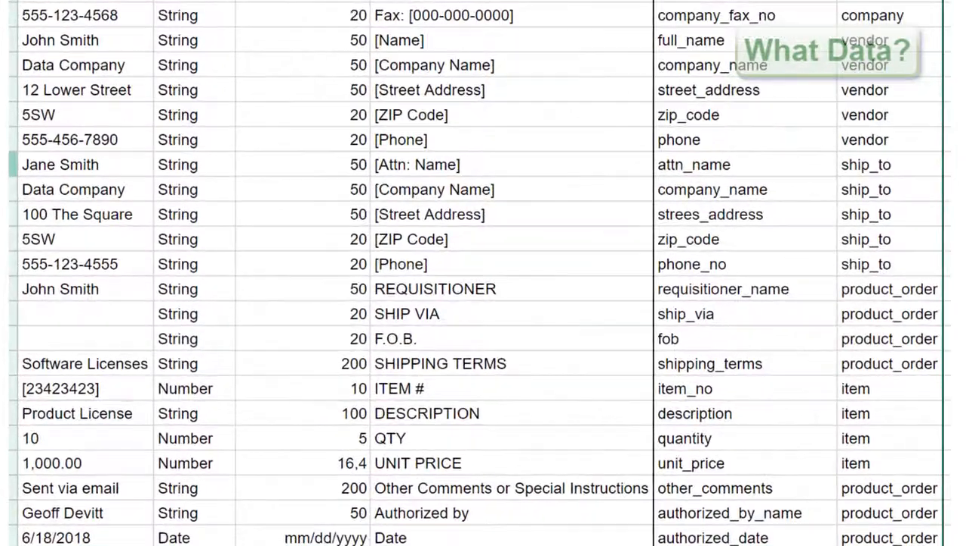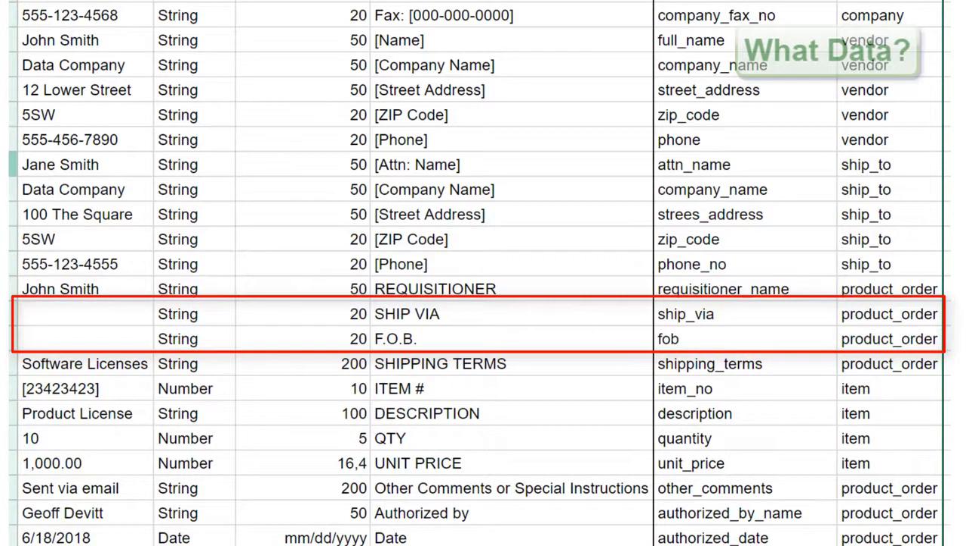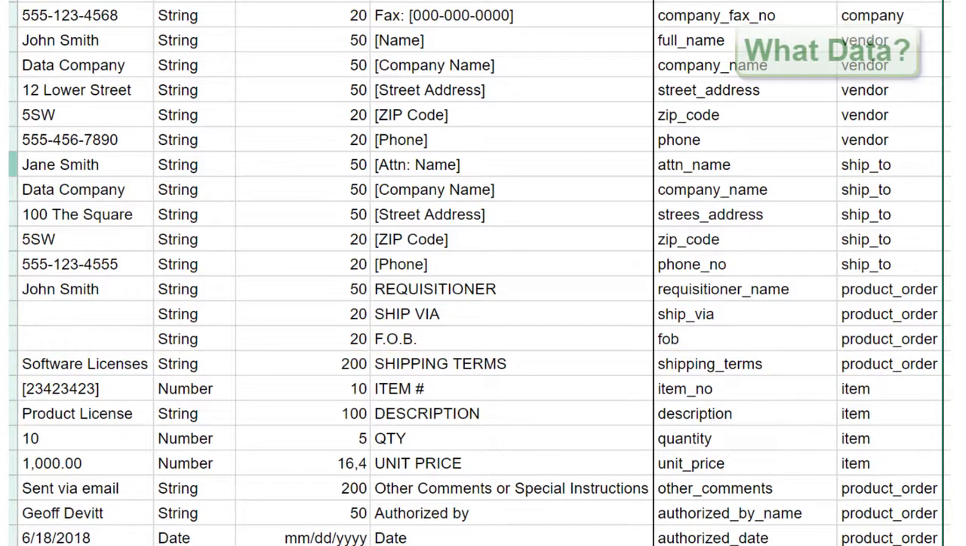Moving down the sample of data, there are two fields that have no data present, ship via and the acronym FOB. If there is no sample data, then I would recommend that you refer to the original developer's data dictionary or try to review with a subject matter expert for a sample of data.